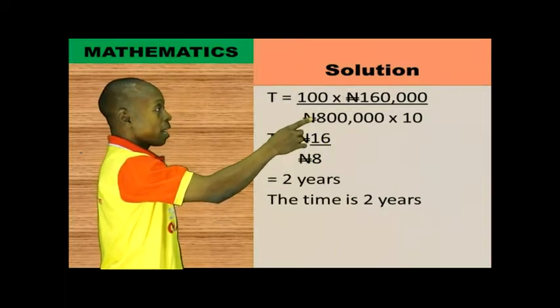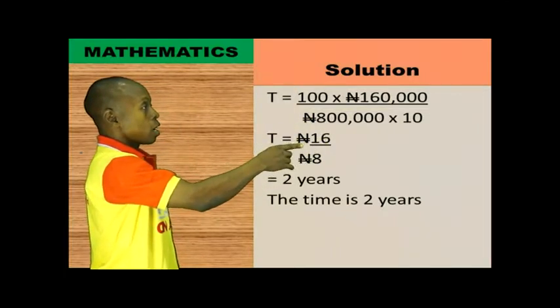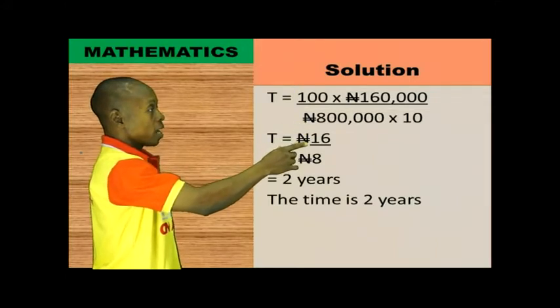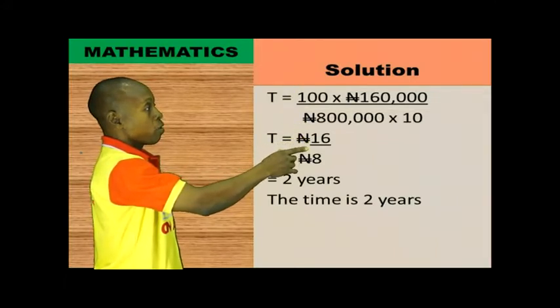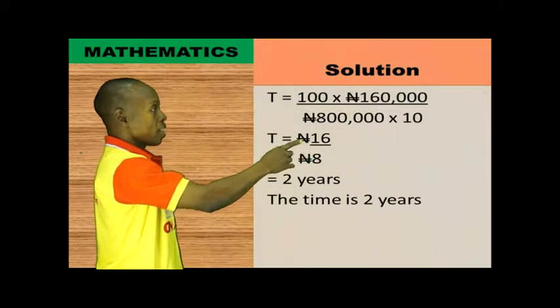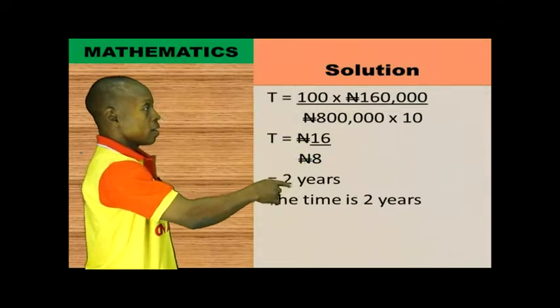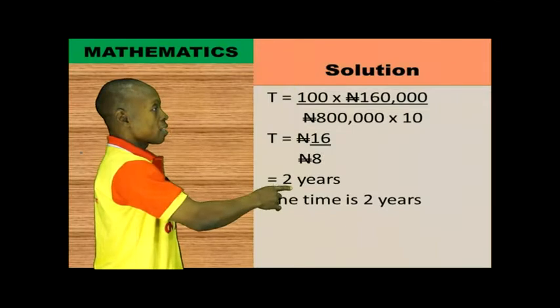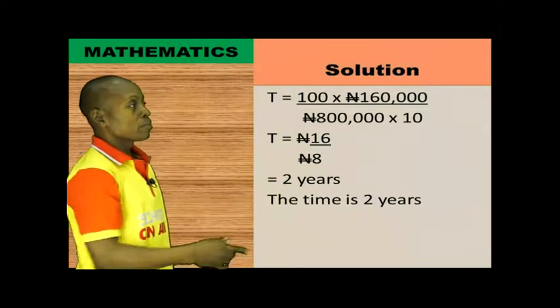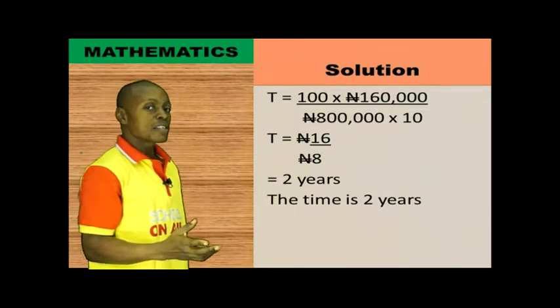We have 100 multiplied by 160,000 all over 800,000 multiplied by 10. So at the end of the day, we actually simplified it. At the end of the simplification, we had 16 naira over 8 naira, and I told you that naira cancelled naira, and at the end of the day, we got 2 years as a length of time. So the length of time we got is 2 years.